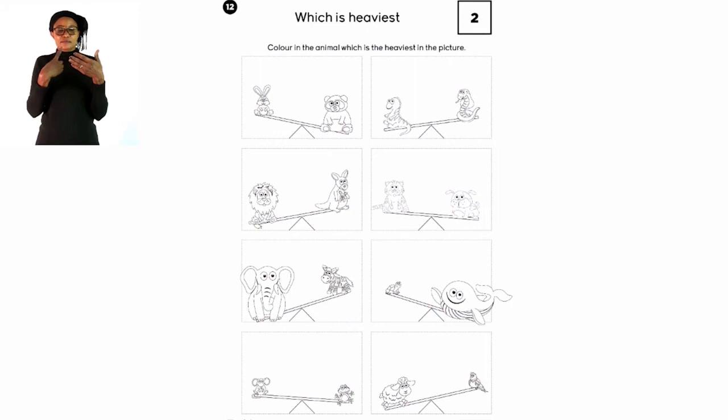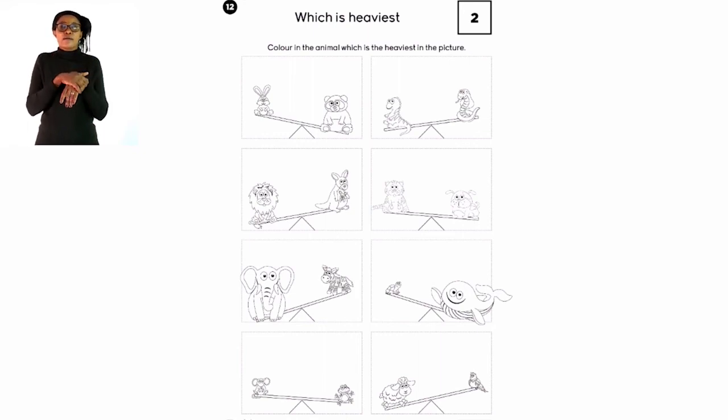Let's go to page 12. We are still busy with heavy and light. On that page, you will see that there are different kinds of animals. Do you see that? Yes. And how many pictures are there? There are 8 pictures. And each picture has a different animal. Can you see there? Good.